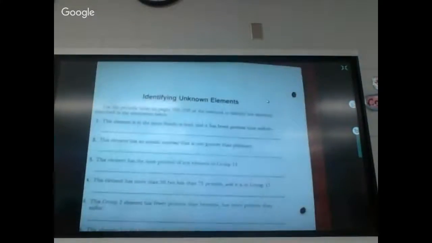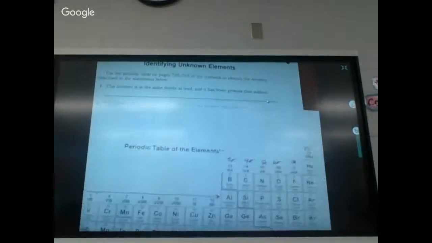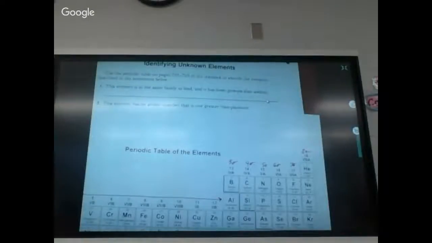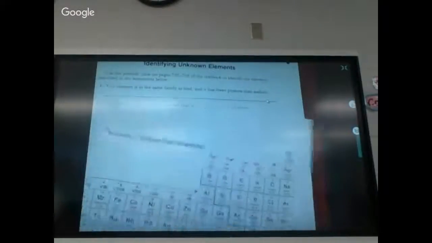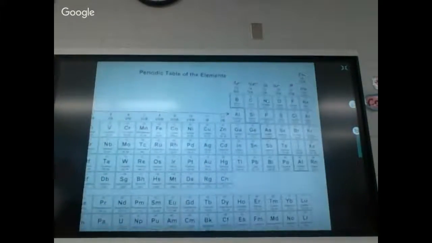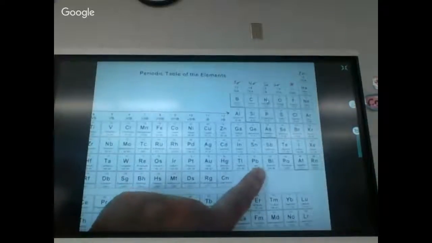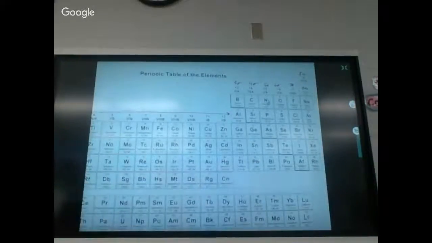So we have to be in the same family as lead. What does that mean? Same group. So find lead. I'll give you a hint: it's number 82. This is why I said you need a periodic table. You cannot do this without one. I don't care if it's colored or if it's got numbers on it, though sometimes it's easier with numbers. So, lead is here, number 82.